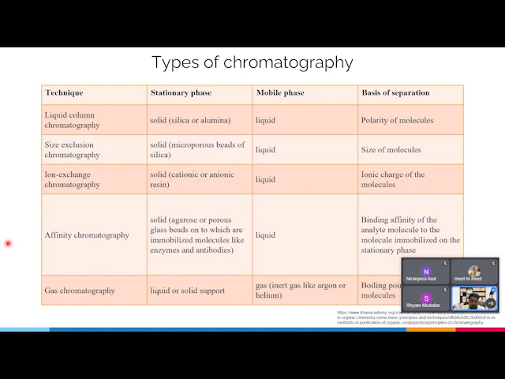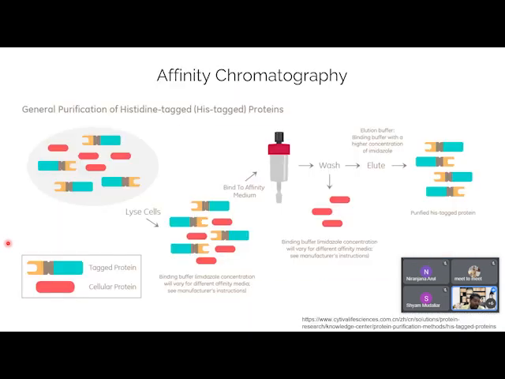I guess not. So we'll move forward and learn what exactly affinity chromatography is, the one that we need. In affinity chromatography, especially the histidine tagged affinity chromatography, we have a tagged protein that has a 6 his tag, essentially 6 histidines attached to either the N terminal or the C terminal of the protein.